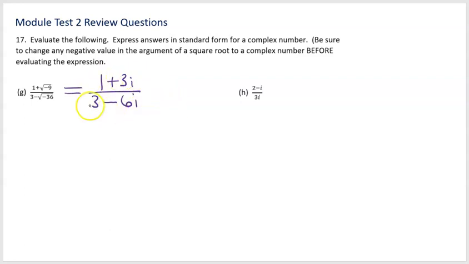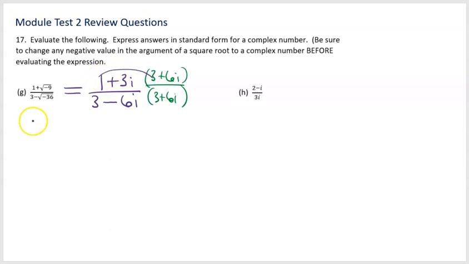Now, when you divide and you have an i in your denominator, you multiply by the conjugate, which means you keep the same first or real part, and you change the operation in the middle. And you do that on the top and the bottom: 3 plus 6i in the numerator, 3 plus 6i in the denominator. Now we need to FOIL in both the numerator and denominator. FOIL means first, outer, inner, last.